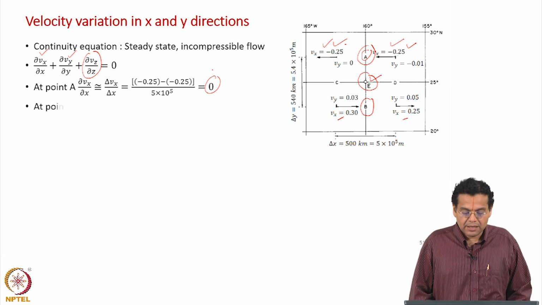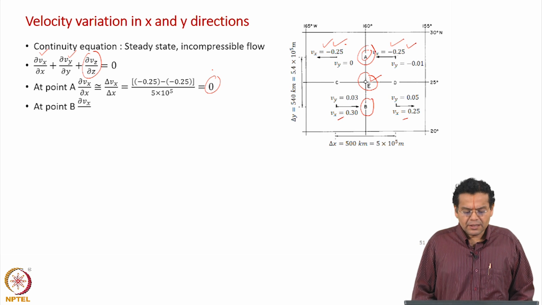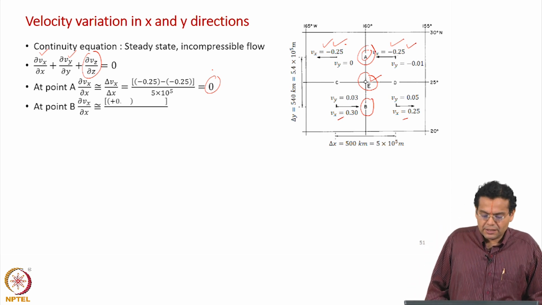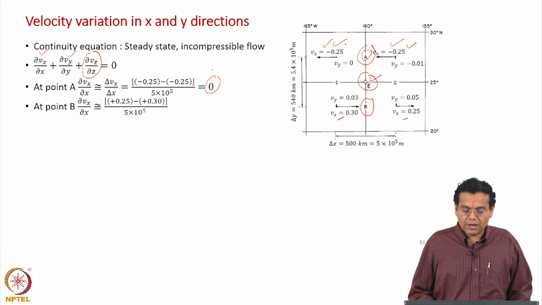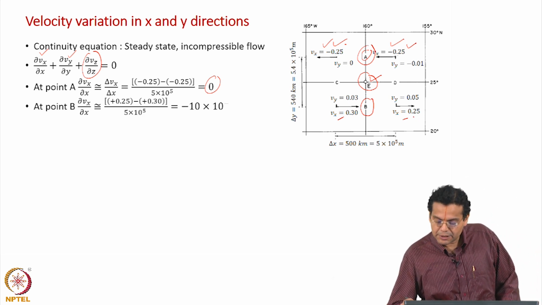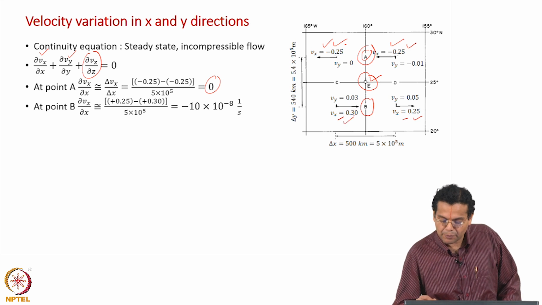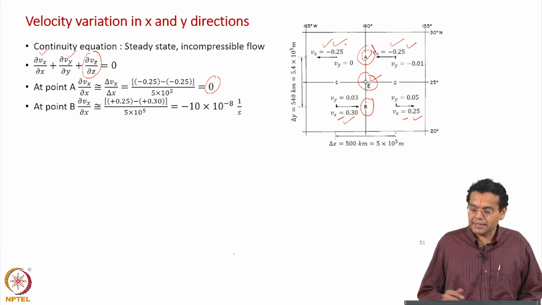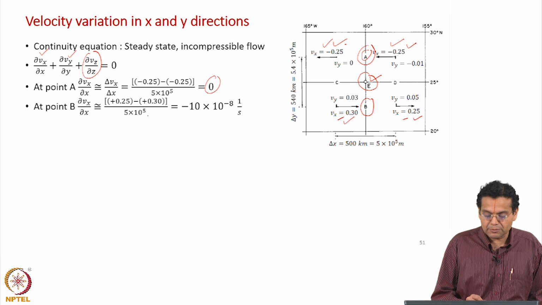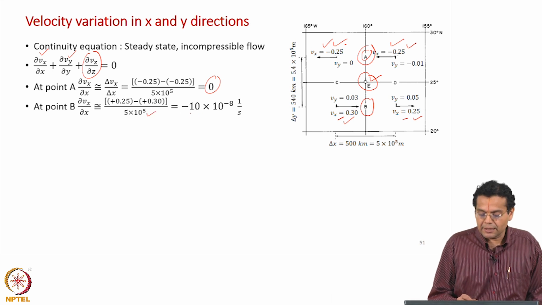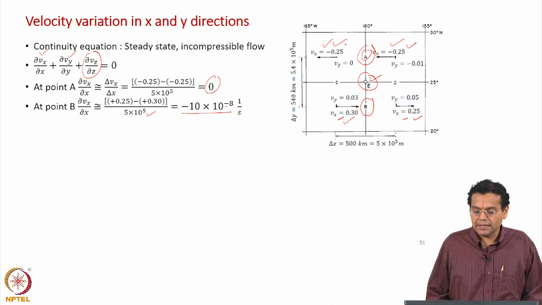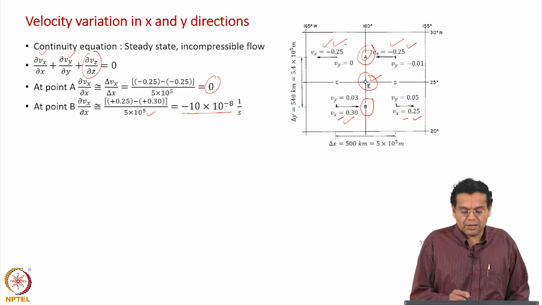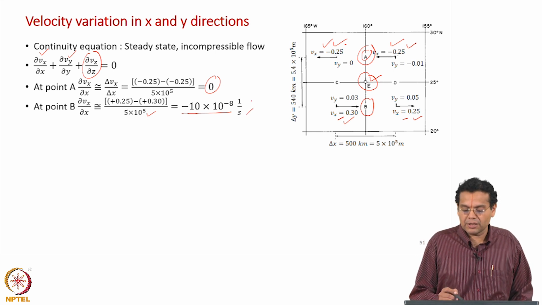Now, let us consider point B. ∂vx/∂x is once again Δvx/Δx. What are the velocities? The velocity here is 0.25 minus 0.3, divided by the distance between them in meters. That is why you get a value of minus 10 to the power minus 8, negative because 0.25 minus 0.3 is negative, because of the large distance. The unit is 1 per second.